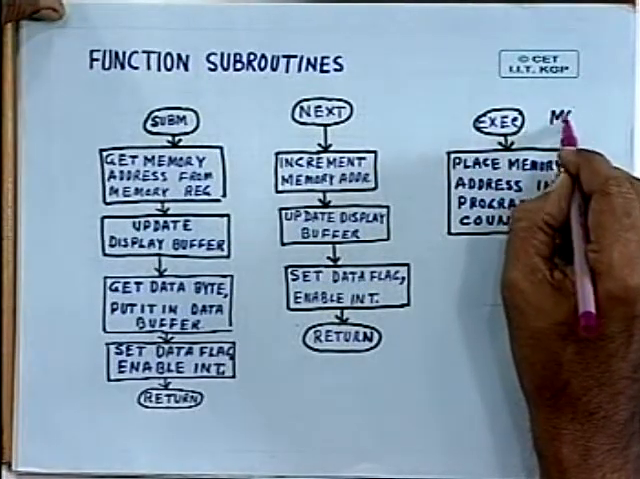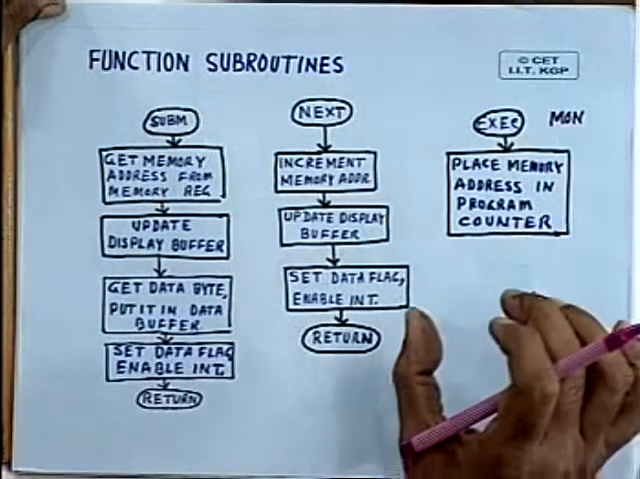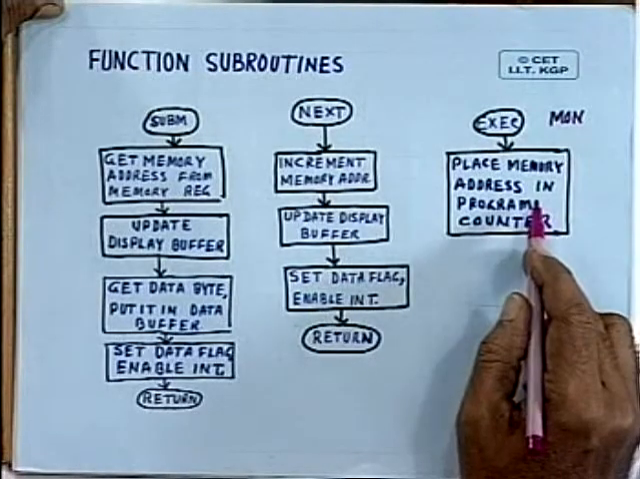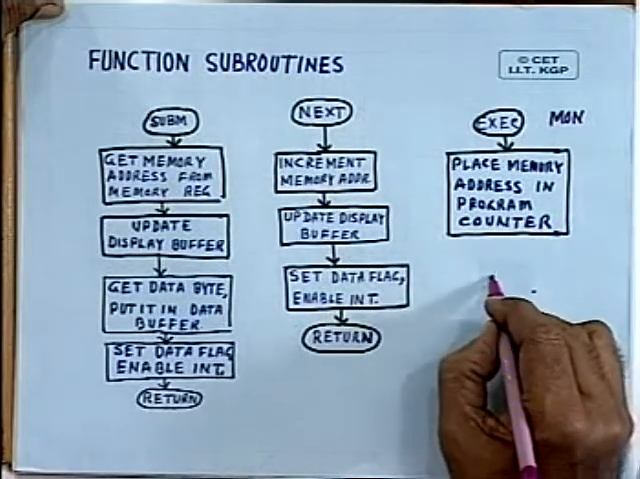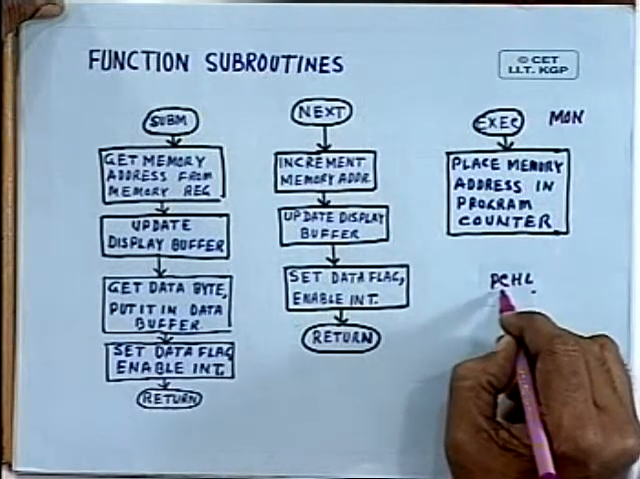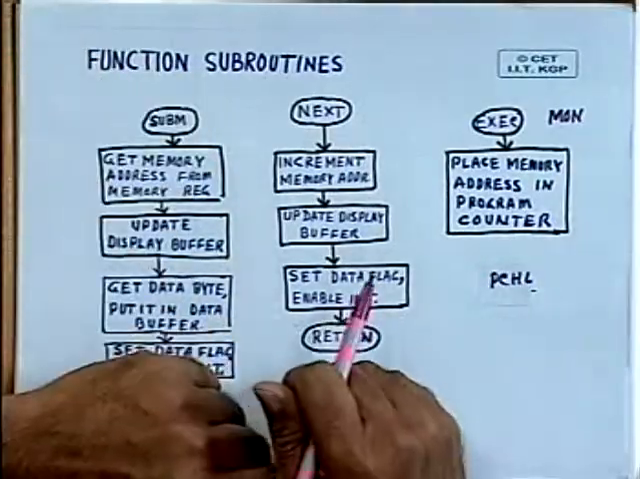And execution and monitor, those 2 are very simple. After reading the address from the keys, you have to simply transfer it to the program counter. First, that address can be loaded in the HL register pair, then by executing the PCHL instruction, that address can be transferred to the program counter and the program will start execution from that memory location. This is how the monitor program is written, and a complete system based on this approach is shown here.